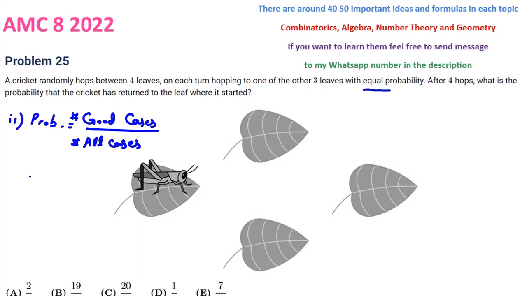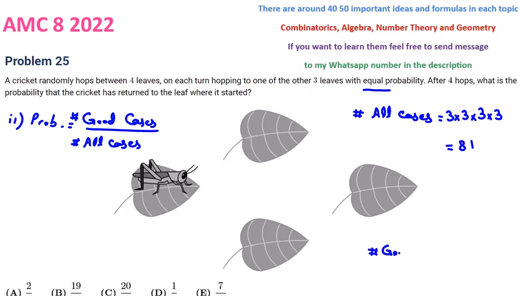Okay. Now here, for the first step, let's first calculate all cases. It says each turn you hop to one of the other three leaves with equal probability. So in the first step, we have three choices. In the next step, three choices. So 3 times 3 times 3 times 3, which will be 3 to the 4, 81 all cases. Now let's focus on the number of good cases.